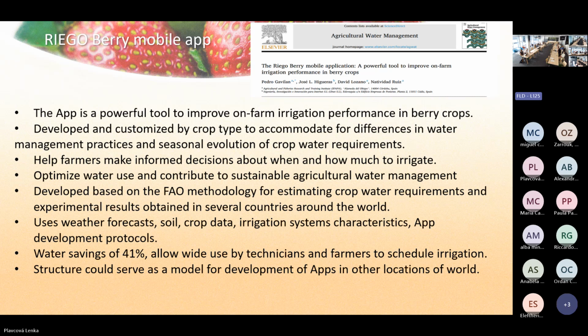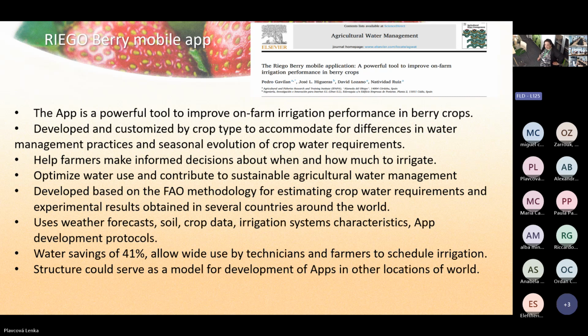In this work, Gavilan, they did, I think, more than 100 greenhouse testing experiments to improve this application. But the problem is that I couldn't download it. It's only available for Spanish growers, so I couldn't see how it works.